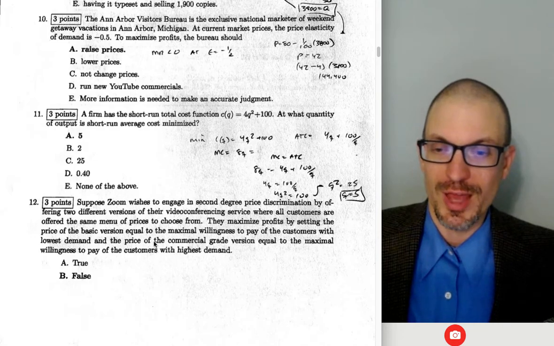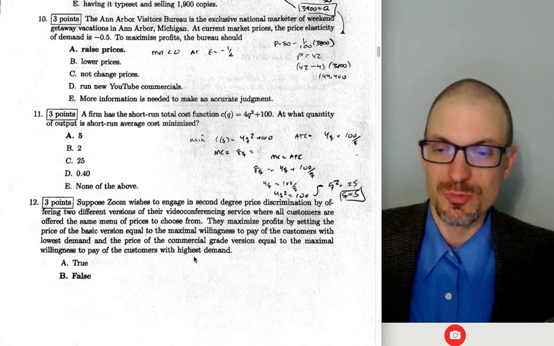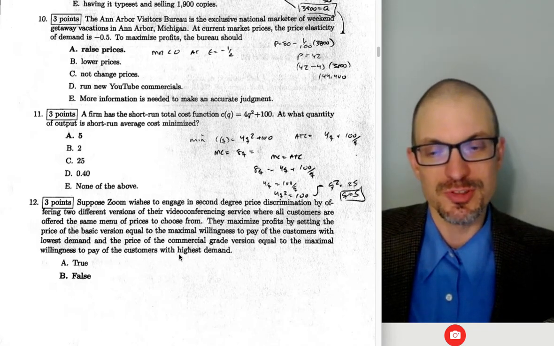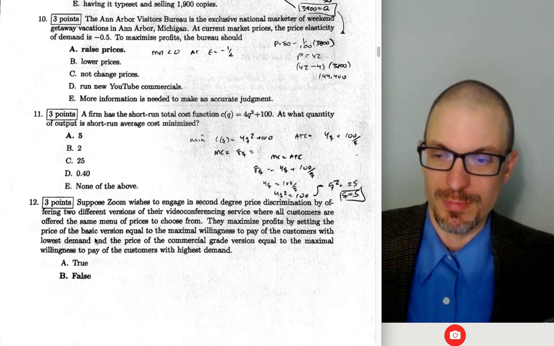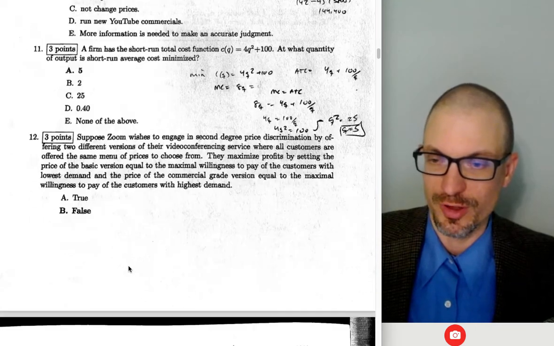We want to actually lower the price a little bit below the maximal willingness to pay of consumers with the highest demand so that their consumer surplus is the same or maybe slightly higher when they buy commercial grade rather than just getting by with the basic version. So the correct answer here is false.